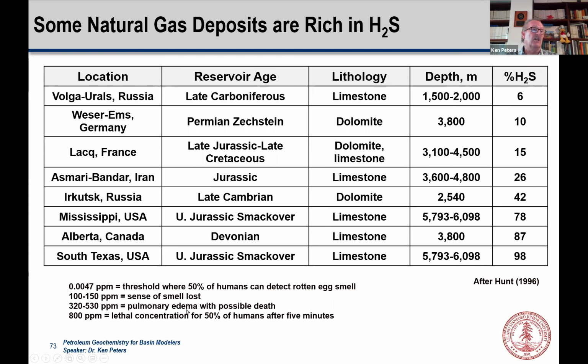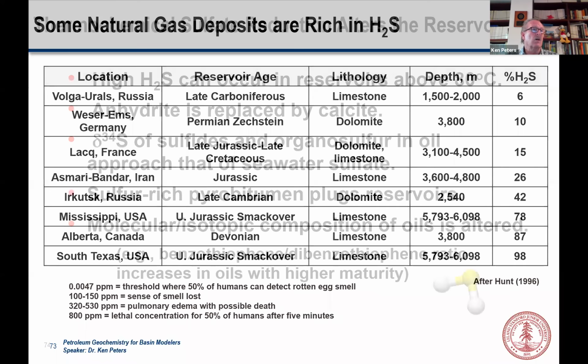This is pulmonary edema, and really at 800 ppm, that's the 50% LD50, the lethal dose for humans after 5 minutes. So this is really bad because it is not only toxic, but it also eats up normal metals that we use in our drilling equipment. You need special alloys to avoid losing your metals in your wells.